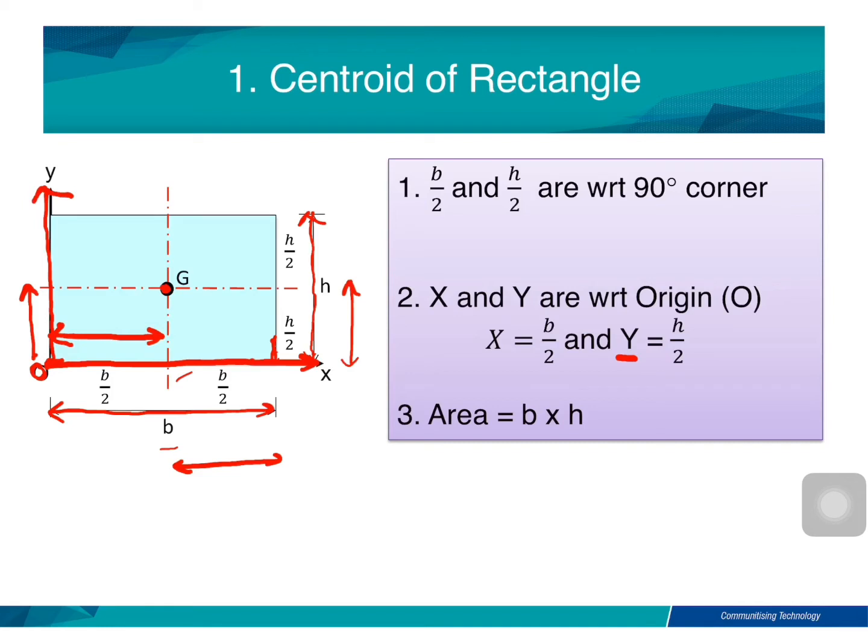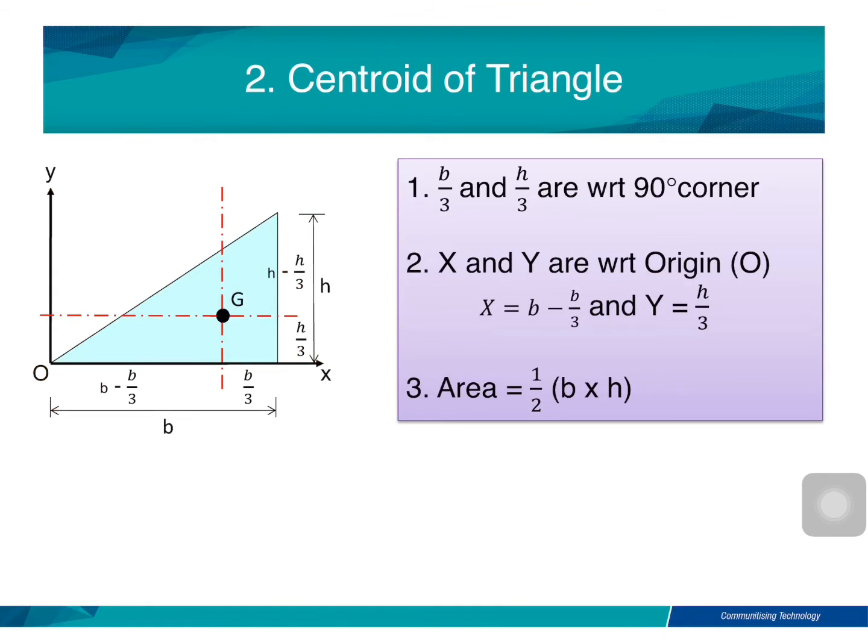And then number 3 is the area. The area is equal to B times H. So B times H is the area for the rectangle. Right, next, number 2, the centroid of the triangle. So this is the centroid of the triangle. Here again B is the base and H is the height.